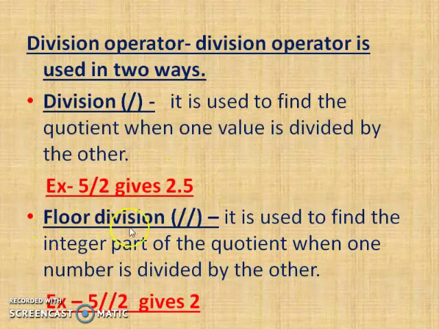The next one is floor division. If we use this forward slash two times, then it is used to find the integer part of the quotient when one number is divided by the other. Like in this you can see, if we use this floor division sign then it will return only 2. The 0.5 will not come, as floor division returns only the integer value.